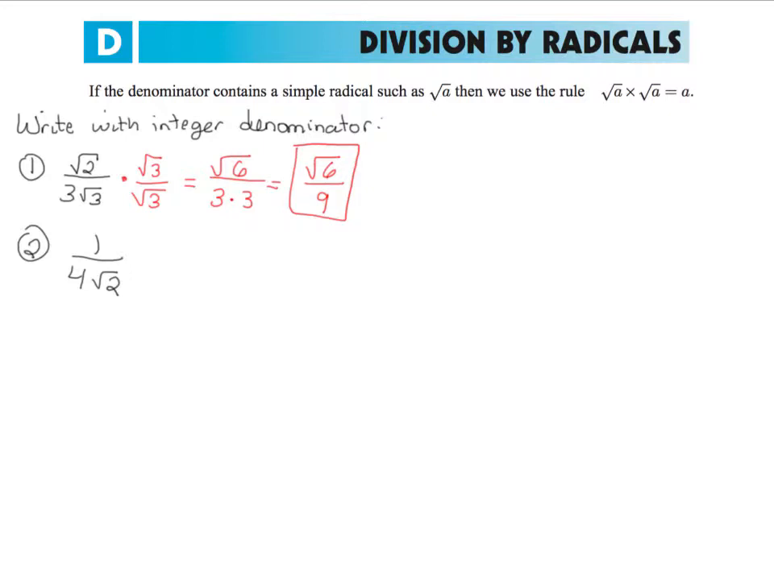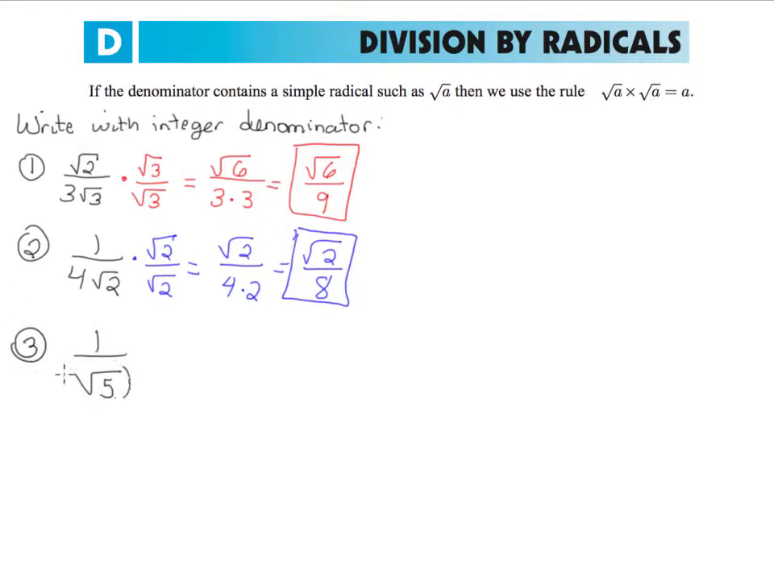For example 2, this time I have the square root of 2 in the denominator. So let's multiply the top and bottom by the square root of 2 divided by the square root of 2. Multiplying straight across, I get the square root of 2 in the numerator and 4 times 2 in the denominator, or we can write this as the square root of 2 over 8. And that is our simplified answer.